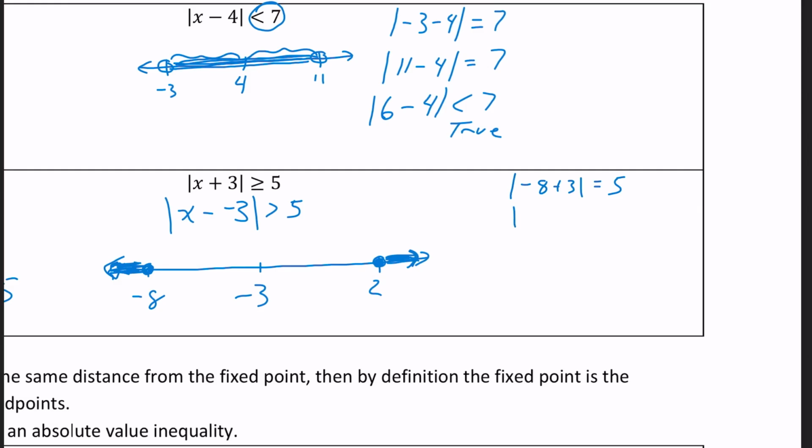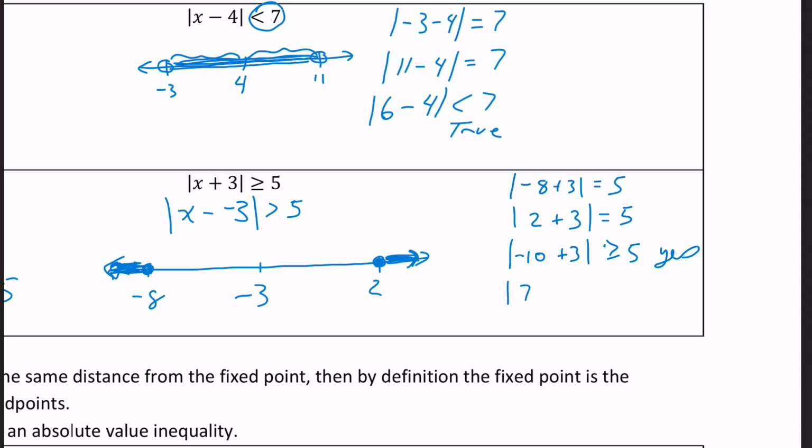So if I do 2 plus 3, absolute value, that would be an exact 5, so that checks. Now let's test a number in the solution region. Let's test something left of negative 8, let's say negative 10. So the absolute value of negative 10 plus 3, well, that would be the absolute value of negative 7. That's positive 7 on the absolute value. Question, is that greater than or equal to 5? And yes, it is. Now let's test something to the right of 2, say a 7.